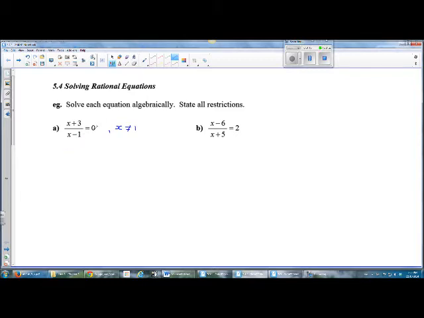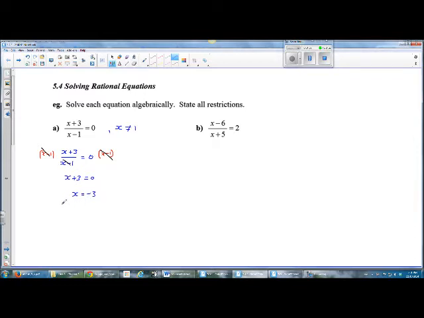Okay, so now we've got this expression x plus 3 over x minus 1, and that equals 0. And the nice thing we can do here is multiply both sides by the denominator, x minus 1. Then x minus 1 divided by x minus 1 cancels, and 0 times x minus 1 is just 0. So we're left with x plus 3 equals 0. And when we rearrange this, we get x equals negative 3.